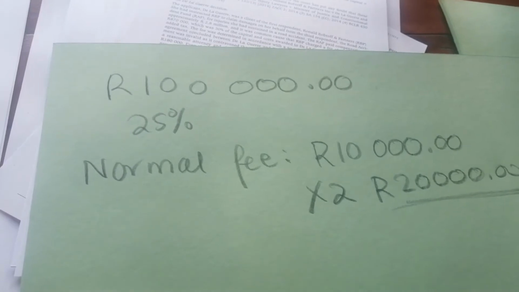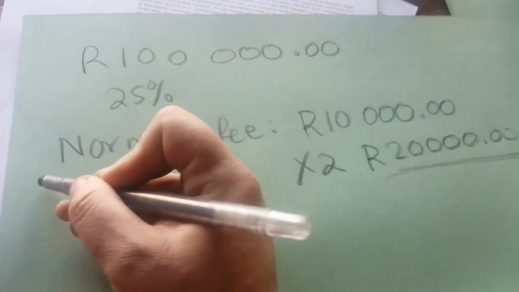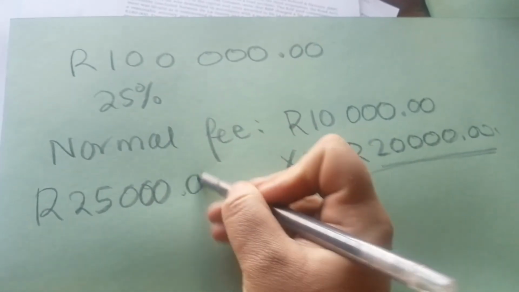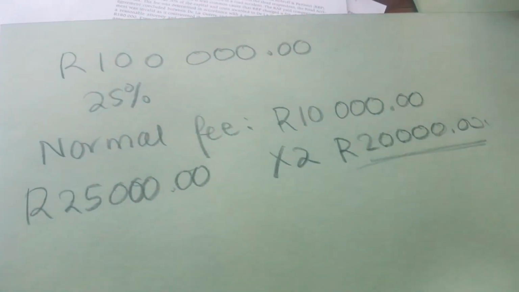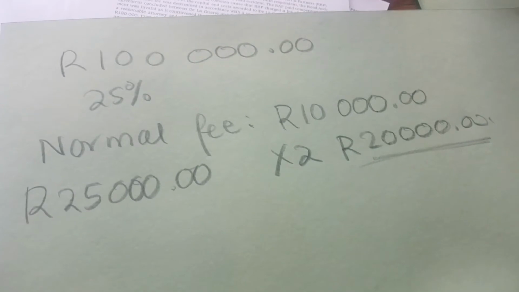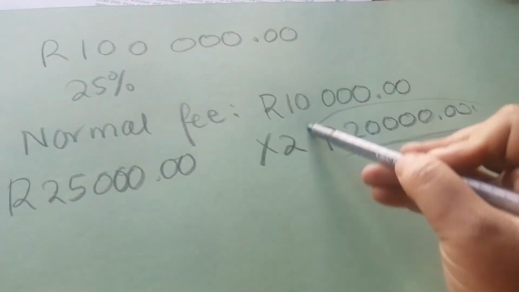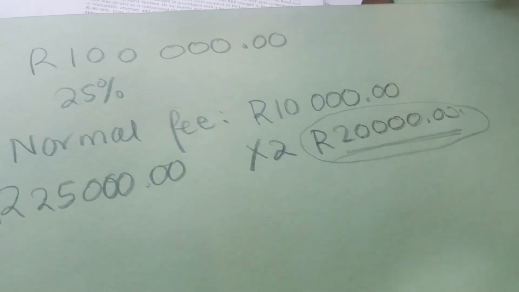Now, what is 25% of 100,000? That is 25,000. So, is 20,000 more than 25,000? No. So, as the attorney, you get 20,000 Rand.